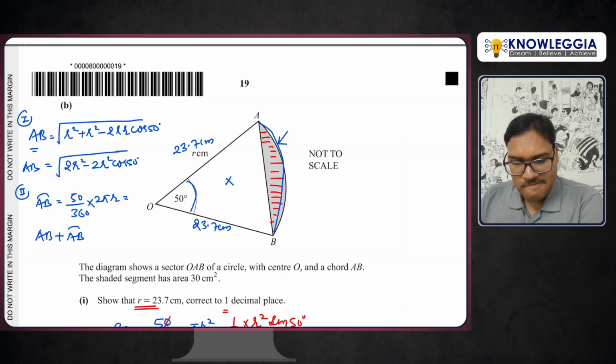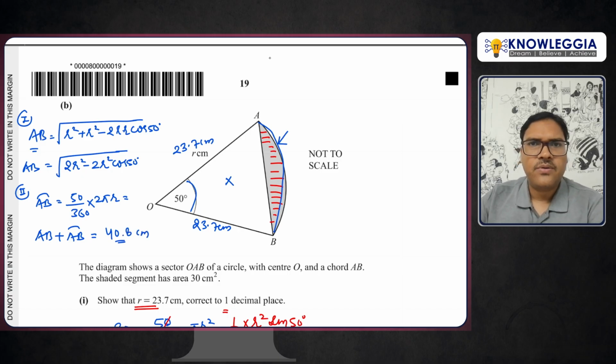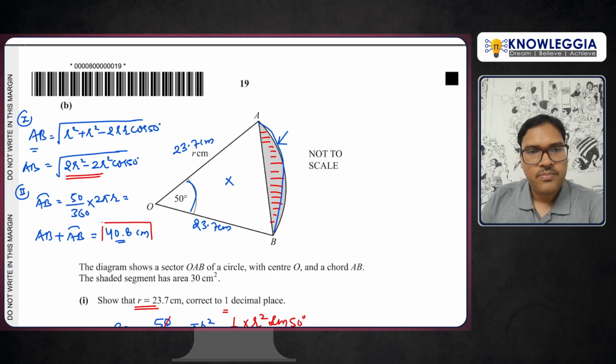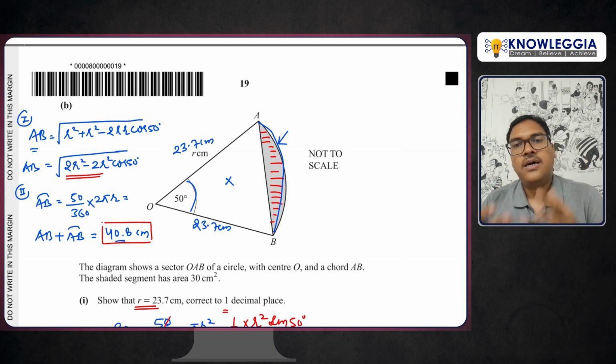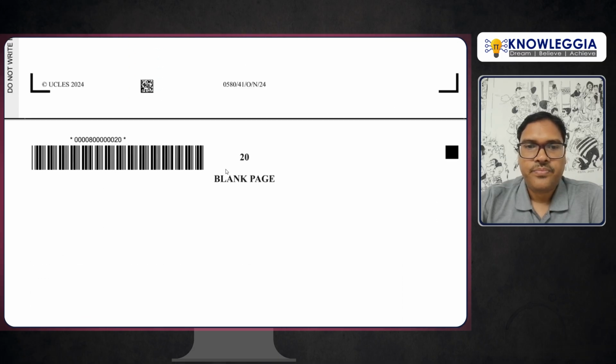If you add the values, the final answer you will find will be equal to 40.8 centimeters. I hope you can easily do the calculation. What you can do is put the value of r, that is 23.7, take the square root, simplify, put the value, add this, simplify. You will get the final answer as 40.8. So I am just doing the calculation for you. This is how you can approach the questions. My aim is to show how to approach this.